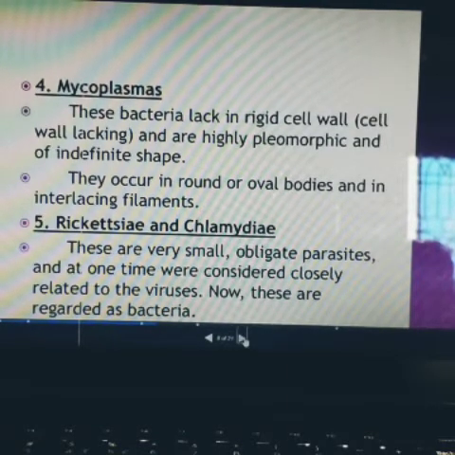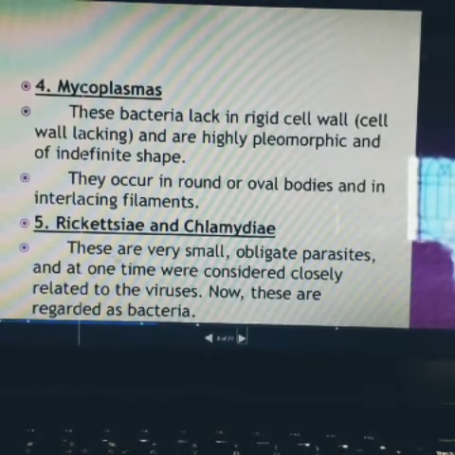Mycoplasma is a bacteria that lacks a rigid cell wall. So this bacteria has no cell wall. And next, they are highly pleomorphic, with no fixed shape. They occur as round and oval body shapes. So this is the bacteria's shape.